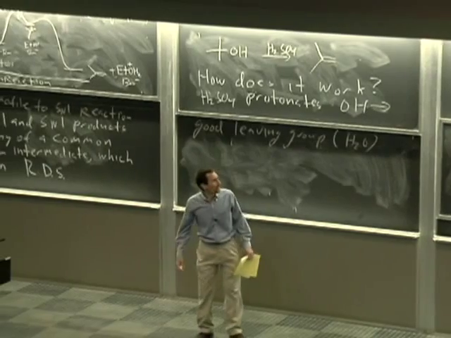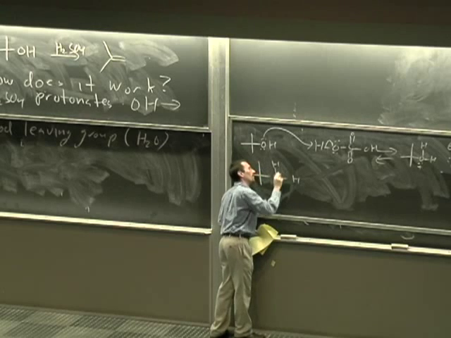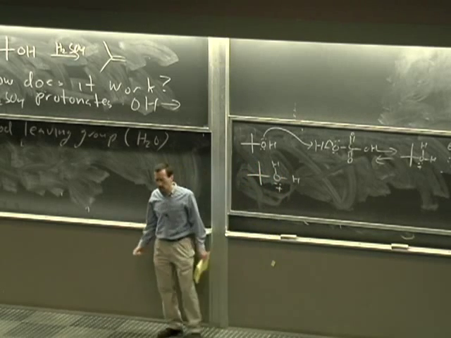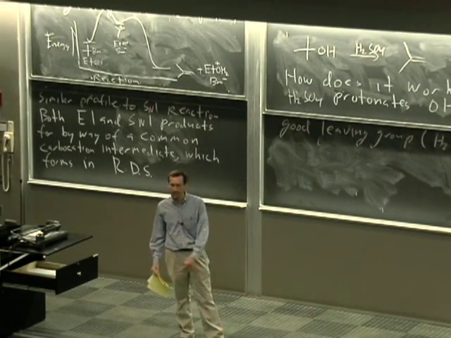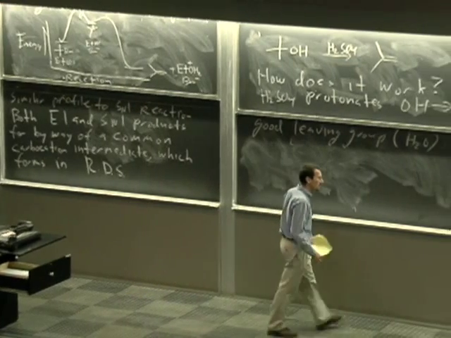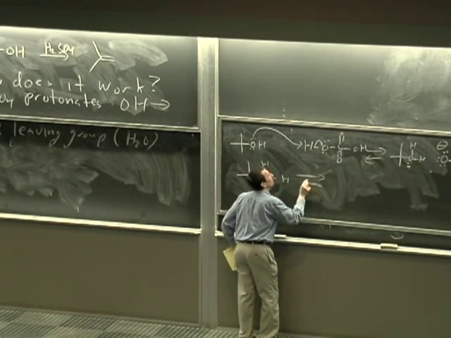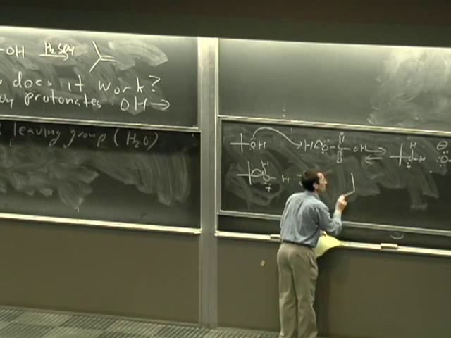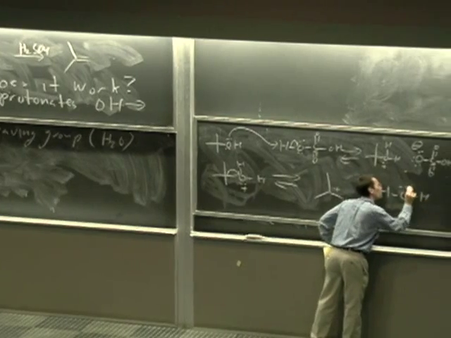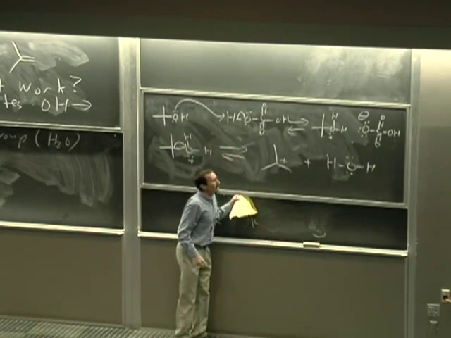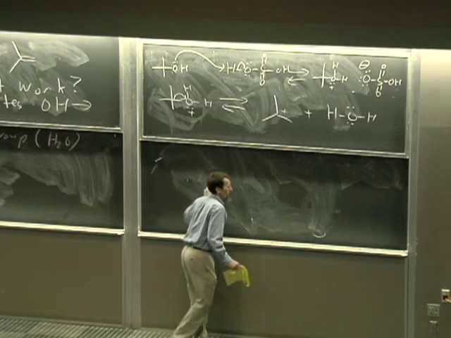Now we have a good leaving group, happy to take a pair of electrons with it and say, bye-bye, you're stuck with six. Here's our carbocation intermediate. And now we're in the exact same position that we were in with our previous E1 reaction.